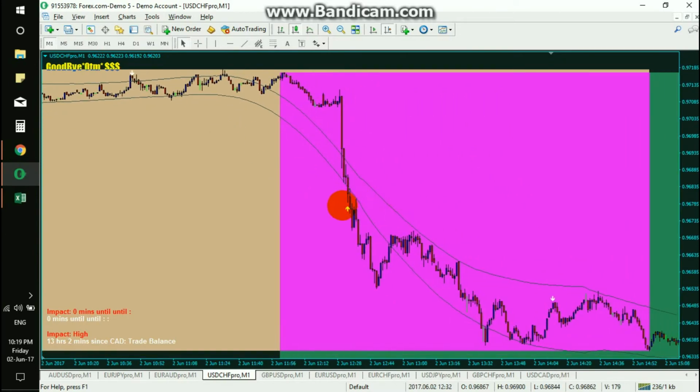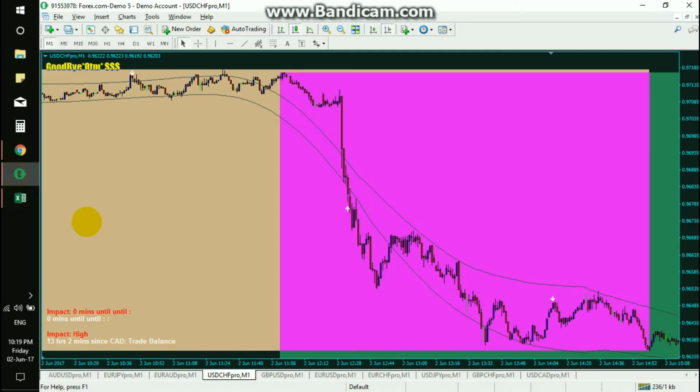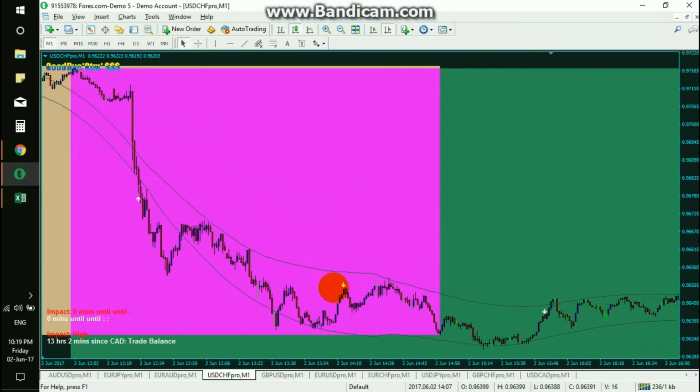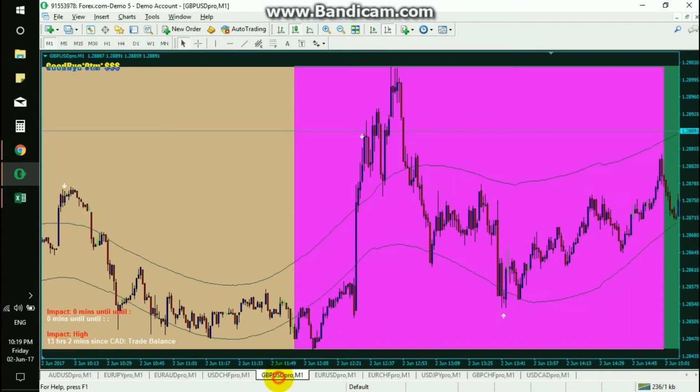Again, it was a valid signal over there, but then the price retraced back down, ending up in OTM. Another $10 loss on USD CHF, but still in profit. Now our next step has to be a $25 investment on our next trade. This is a non-valid signal. And then let's check our GBP USD.